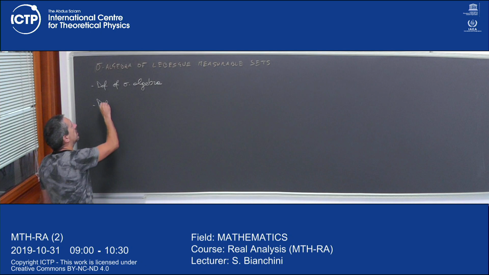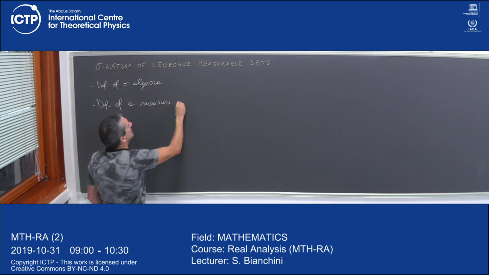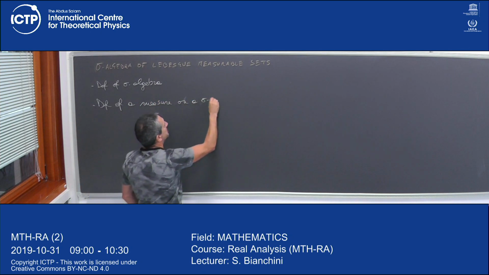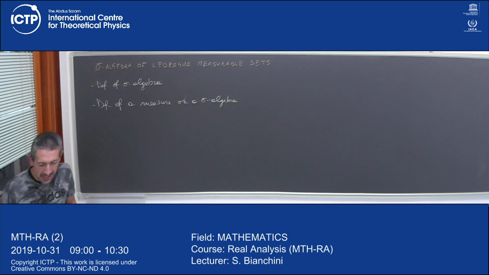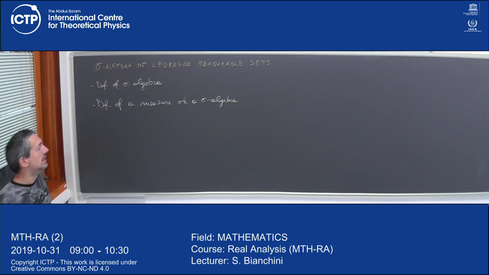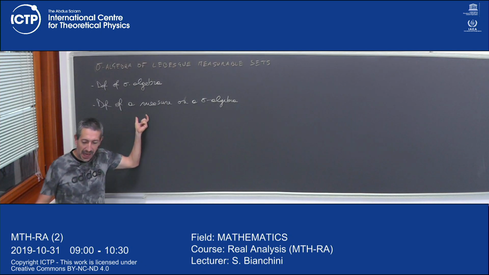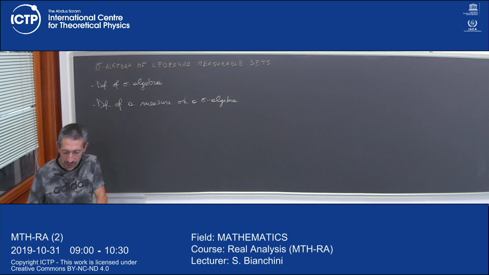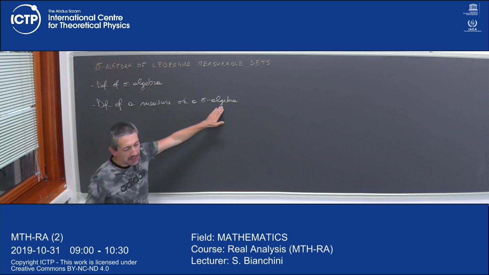Then we have the definition of a measure on a sigma algebra. It is a function that gives the empty set the value 0. It takes only positive values, and you want it to be sigma additive. This is the other important property. So the measure of a countable union of disjoint sets is the sum of the measures of every set, and the sigma algebra being closed makes the domain correct.